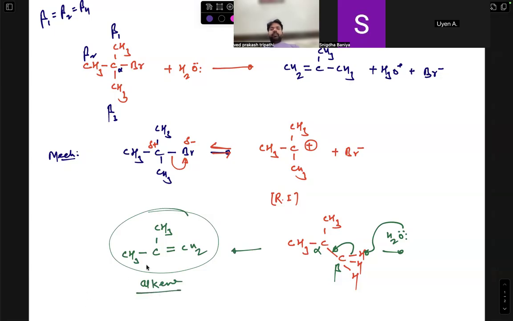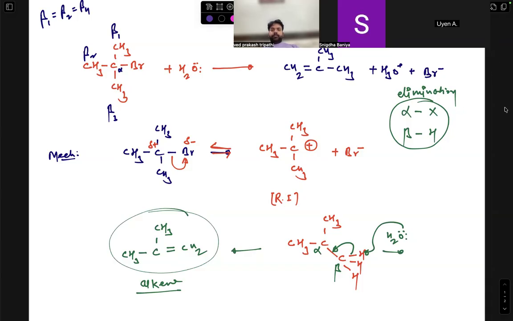So in the mechanism, we can see the first step is formation of carbocation. In the second step, the base grabs the beta hydrogen. So it is basically the elimination of alpha halogen and beta hydrogen. Clear? Please tell me it makes sense.